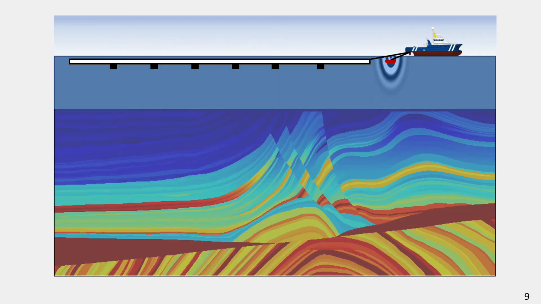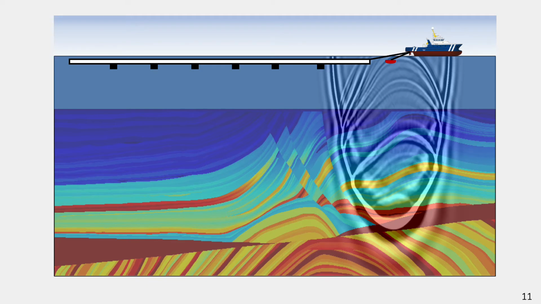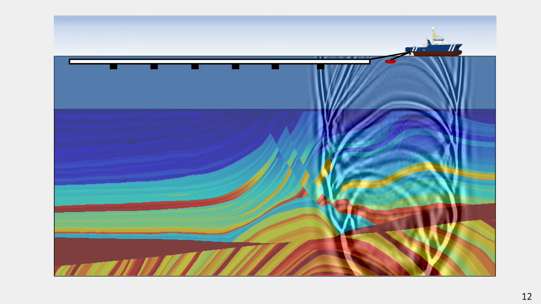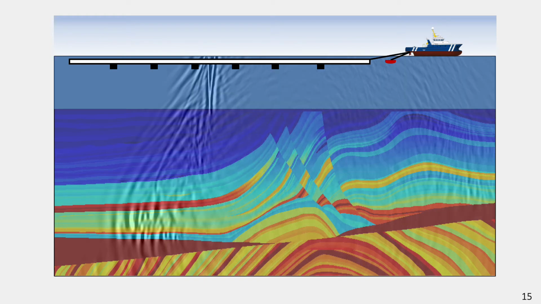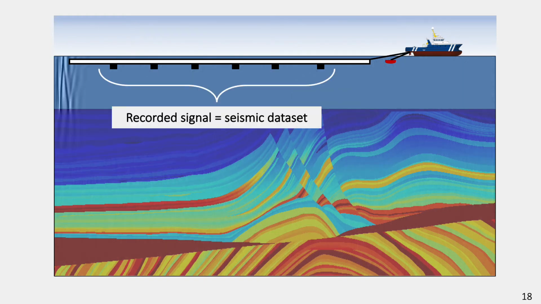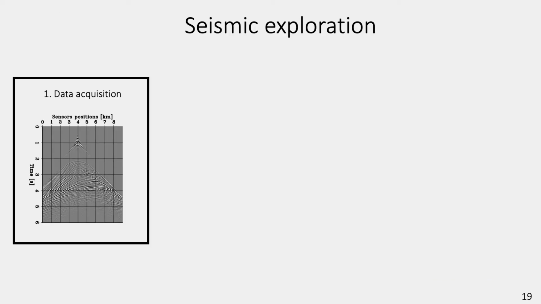Okay, so here we're going to look at a seismic wave propagating through the ground. Here we can see some reflected energy going back up to the surface. And the wave continues to propagate until the wave hits those sensors, and the recorded signal from those sensors is called the seismic dataset. And this panel is an example of such a dataset.